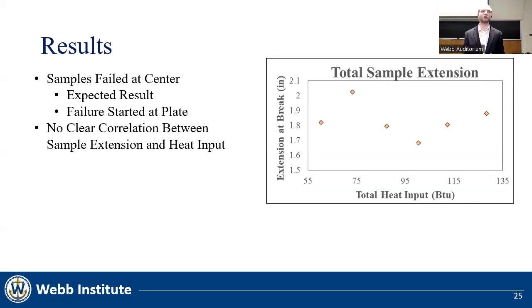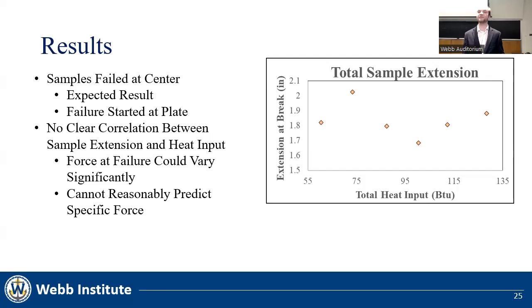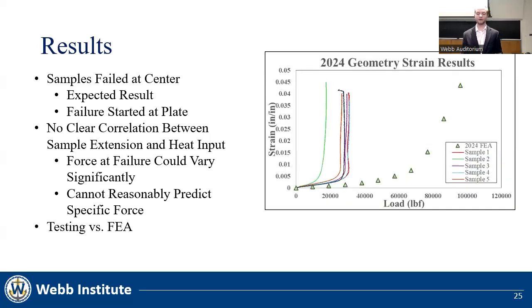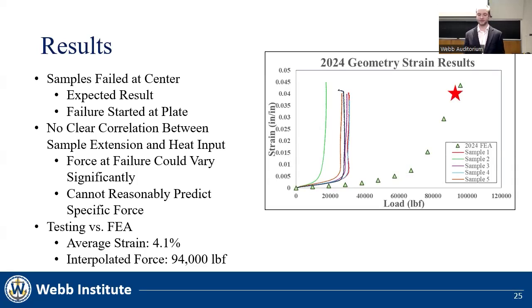However, using extension as our main evaluation method, there was no clear correlation between extension and the stiffener, extension and heat input, our main weld parameter. The total extension of the sample may not and likely doesn't represent the force at failure, which could vary significantly. Additionally, the FEA cannot reasonably predict force on weld parameter since there is not enough data available. However, if the FEA is considered for an average sample, which failed at an average strain of 4.1%, which you can see on the y-axis, the associated interpolated force value is 94,000 pounds. This should be considered as an estimate for the loading at failure.